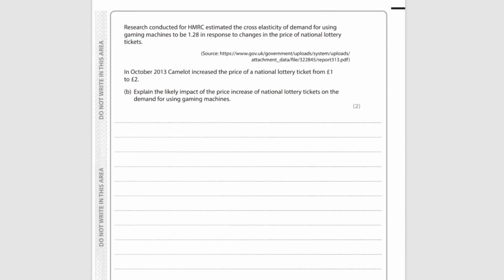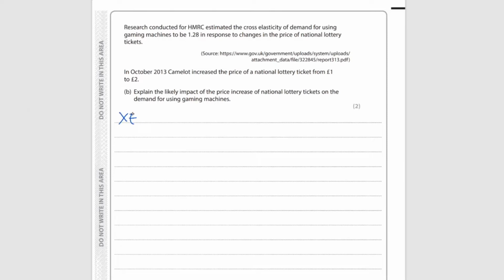Research conducted for HMRC estimated that the cross-elasticity of demand for using game machines to be 1.28 in response to changes in the price of national lottery tickets. In October 2013, Camelot increased the price of a national lottery ticket from £1 to £2. Explain the likely impact of the increase of national lottery tickets on the demand for using game machines.